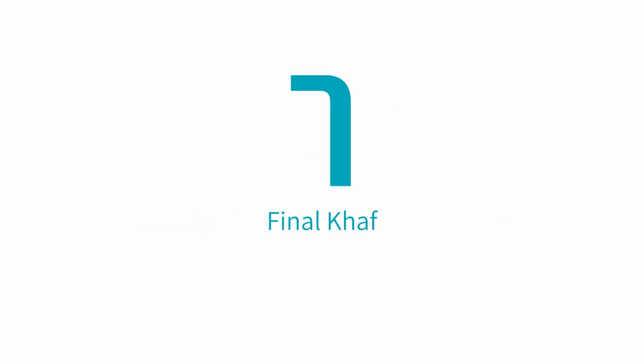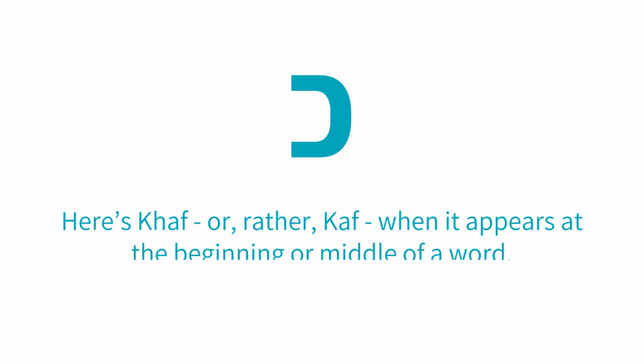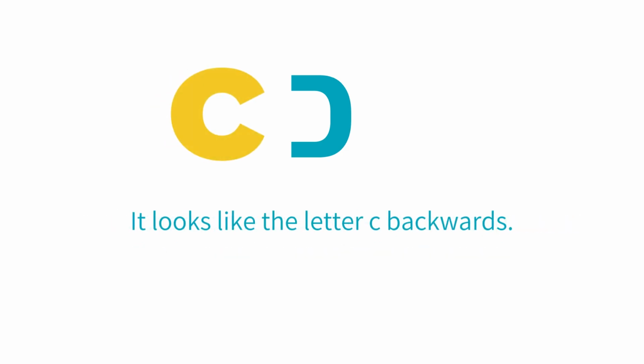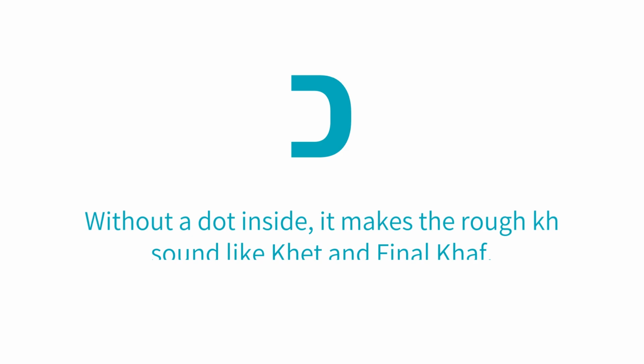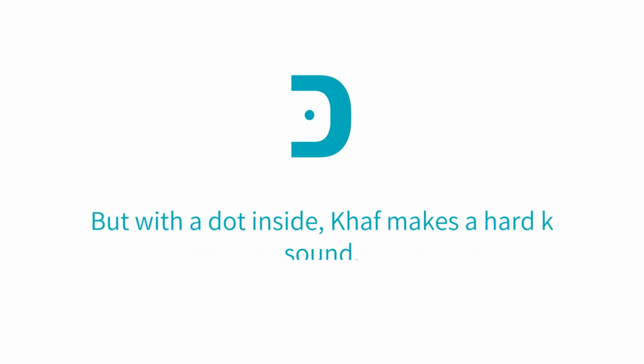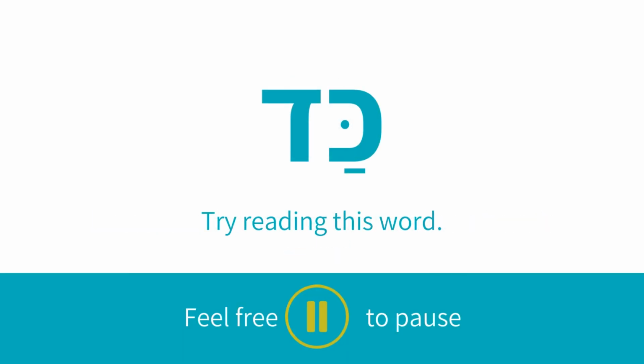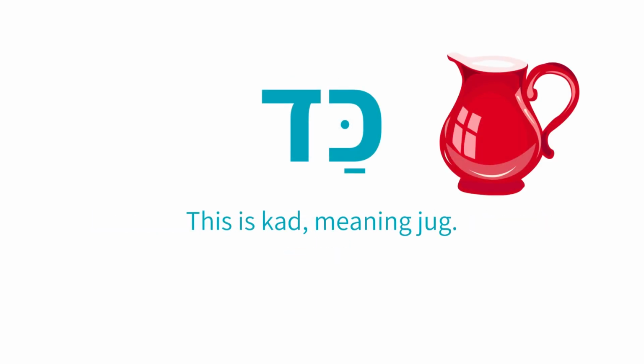Final chaf. Here's chaf, or rather kaf, when it appears at the beginning or middle of a word. It looks like the letter C backwards. Practice the handwritten version. Without a dot inside, it makes the rough ch sound, like chet and final chaf. But with a dot inside, chaf makes a hard k sound. Try reading this word. This is kad, meaning jug.